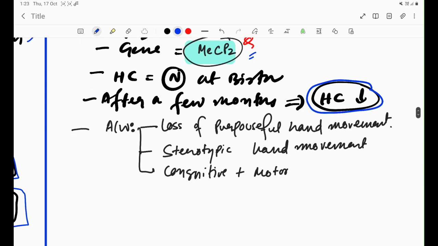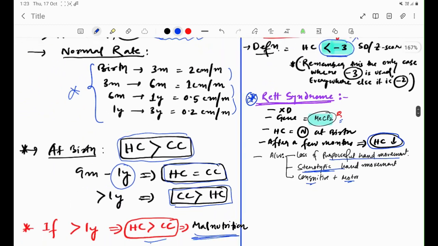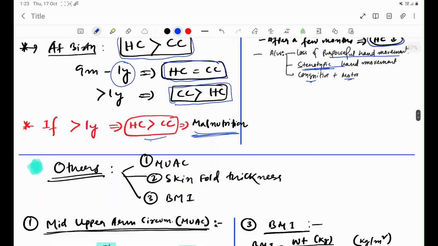Also, the associated features of Rett syndrome is there will be loss of purposeful hand movement, stereotypic hand movement, and there are cognitive and motor difficulties. You can look up a video on YouTube about the symptoms of Rett syndrome. You'll see what do you mean by stereotypic hand movement. So that was all about head circumference and chest circumference.